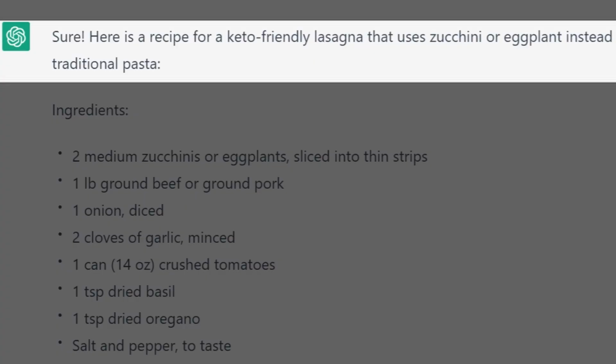I think, because this is free, there's a limited amount that you can type out in one shot before it stops typing. There are 2 things I want to point out here that I thought were really cool about this lasagna. It does say, here's a recipe that is keto friendly that uses zucchini or eggplant instead of traditional pasta. So it almost feels like to me, it forgot that I'm nightshade-free. Like I said, no nightshade, right? Because eggplant is a nightshade.